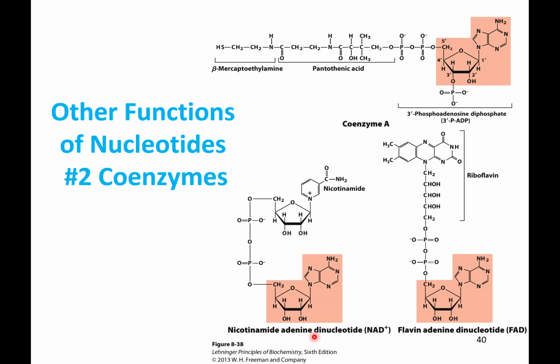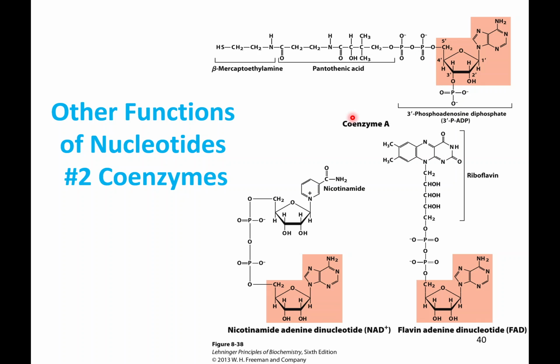And so our nucleotide part is down here, right? We have the adenine and ribose sugar and the 2 phosphate groups, and then that's attached to another ribose and the nicotinamide part, which is actually the part that can accept electrons. Okay. And flavin adenine dinucleotide is the same thing. We have a riboflavin group up here that can accept electrons, and then here would be our adenine nucleotide.